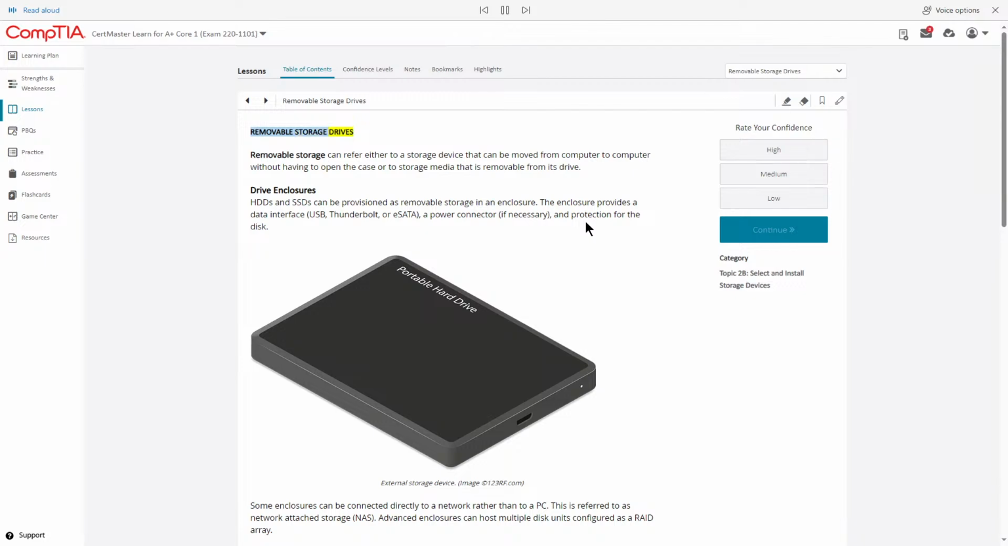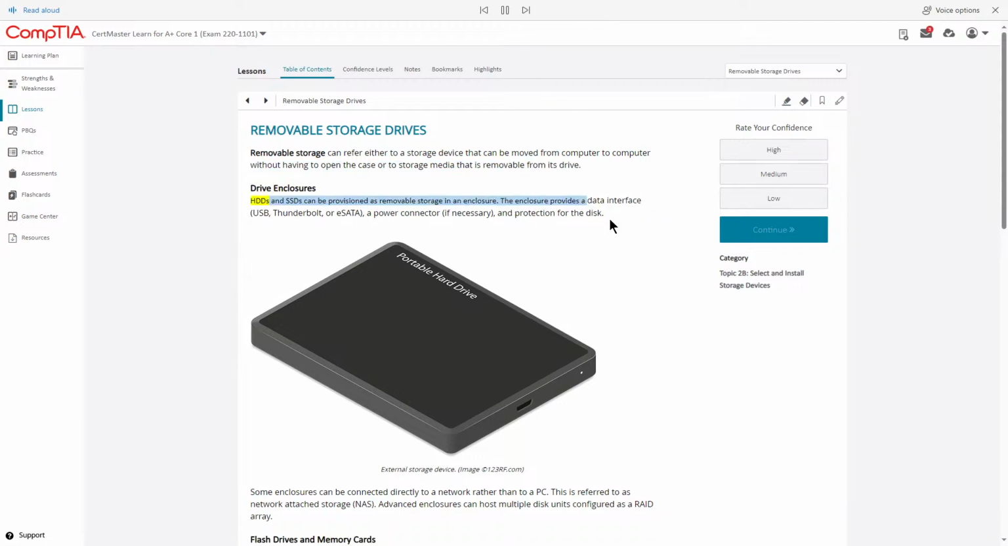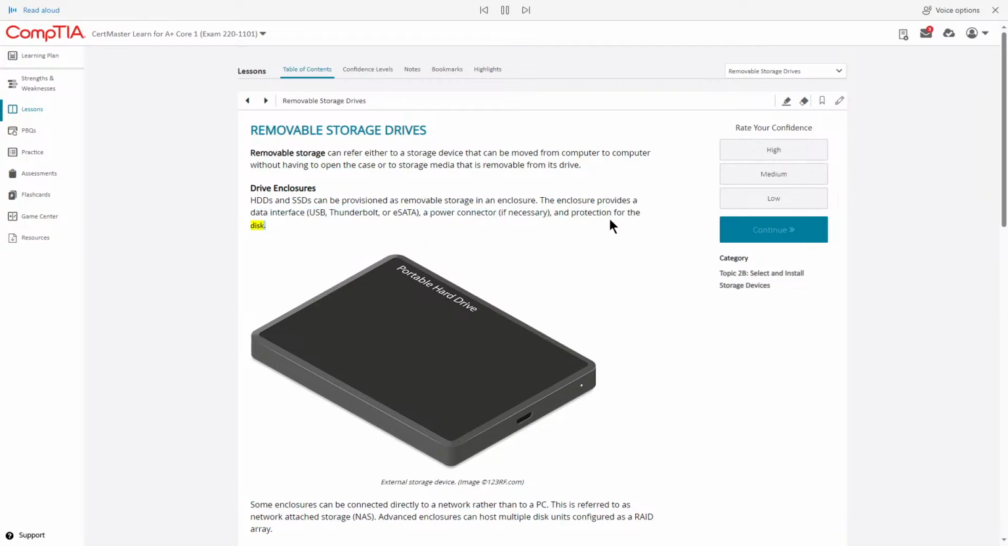Removable storage drives. Removable storage can refer either to a storage device that can be moved from computer to computer without having to open the case, or to storage media that is removable from its drive. Drive enclosures. HDDs and SSDs can be provisioned as removable storage in an enclosure. The enclosure provides a data interface, USB, Thunderbolt, or eSATA, a power connector, if necessary, and protection for the disk.